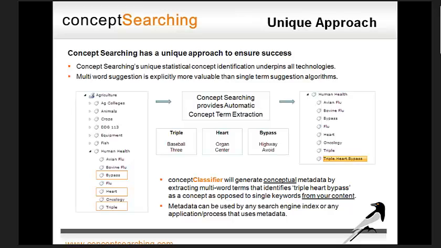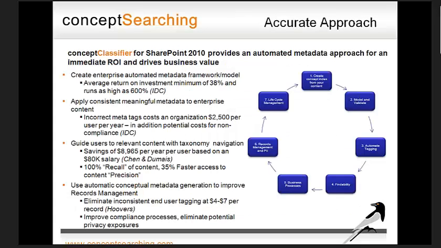How do we do it? We have a unique approach. We use what's known as the ability to extract out multi-word concepts from your content. Because it's coming from your content, we know that the metadata terms and the values that we extract out are correct. The example that we always use, if I said the word triple, we all might think of baseball. If I said heart, we might think of love. And if I said bypass, we might think of freeway. But if I said triple heart bypass, we all know that we're talking about open heart surgery.